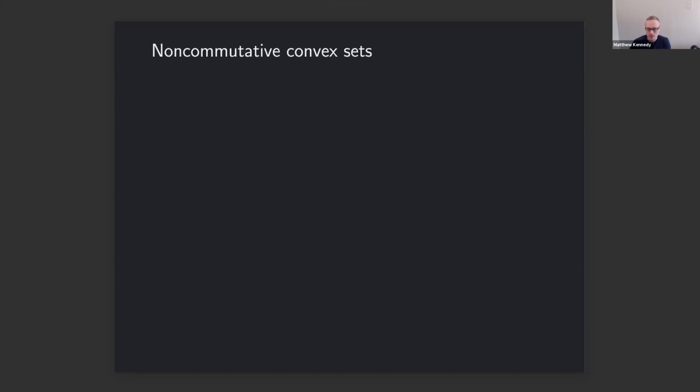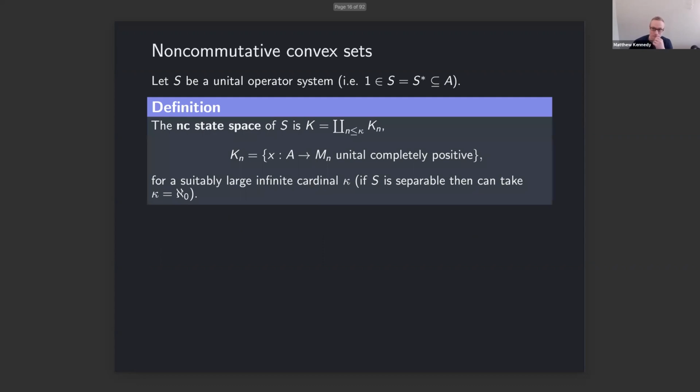Okay. So just to start with basics, I'm going to talk about the notion of a non-commutative convex set. And the motivation here is we begin with a unital operator system. So remember, this is a closed self-adjoint unital subspace of a C-star algebra. And we talk about the non-commutative state space, which is a generalization of the state space.